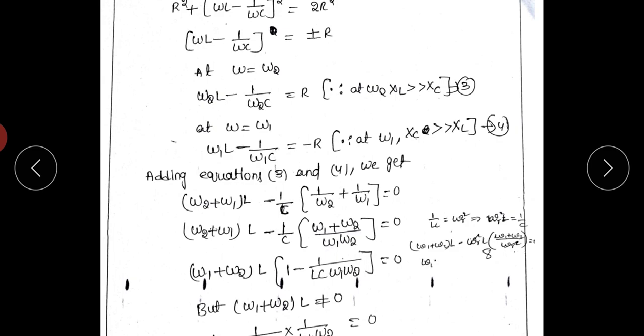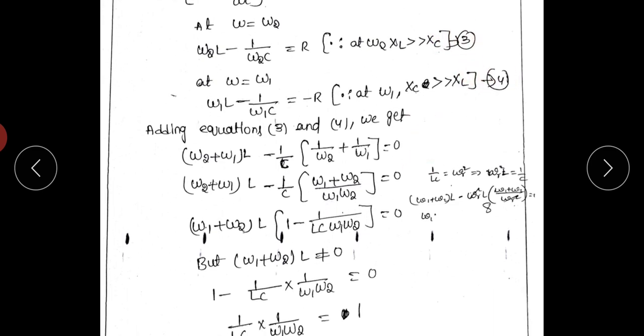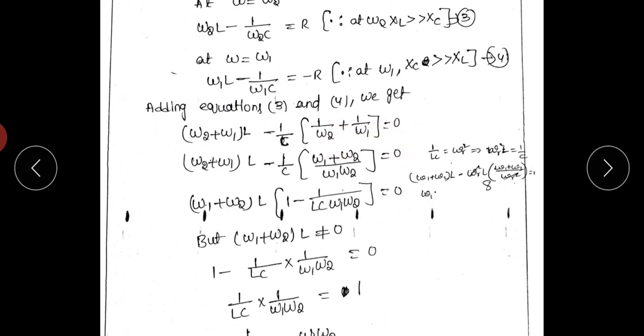Next, by adding equations 3 and 4, we get (omega 2 plus omega 1) L minus 1 by C (1 by omega 2 plus 1 by omega 1) equals 0. By taking LCM we can write (omega 1 plus omega 2) by (omega 1 omega 2). Taking (omega 1 plus omega 2) L common, the equation becomes (omega 1 plus omega 2) L [1 minus 1 by (LC omega 1 omega 2)] equals 0.